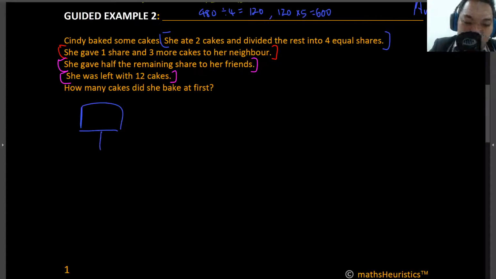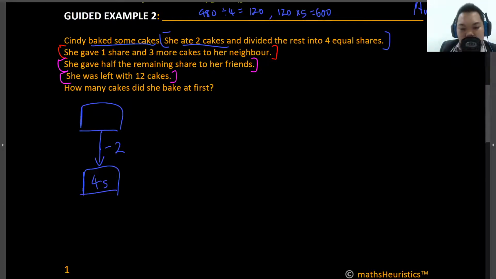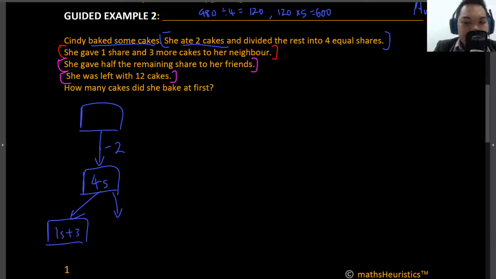So you see, you have a certain number of cakes that she baked at first. You do not know what it is. Now follow the order in which the story unfolds, because you ate 2 already and then you divided them into 4 equal shares, like this. Okay, so after that, you gave 1 share and 3 more to the neighbor. What are you going to be left with? You're going to be left with 3 shares minus 3.